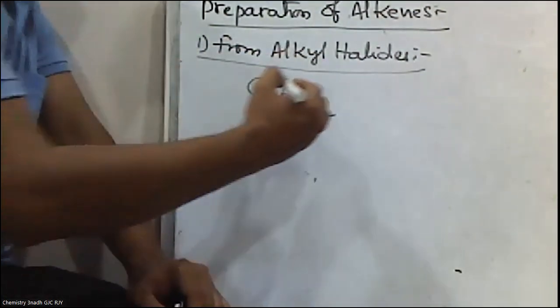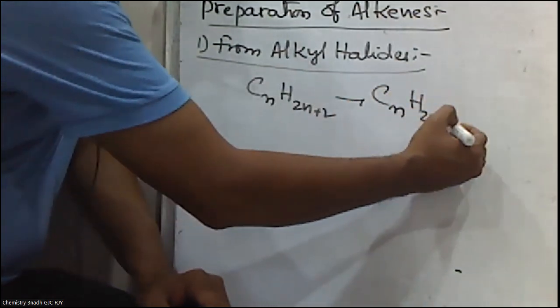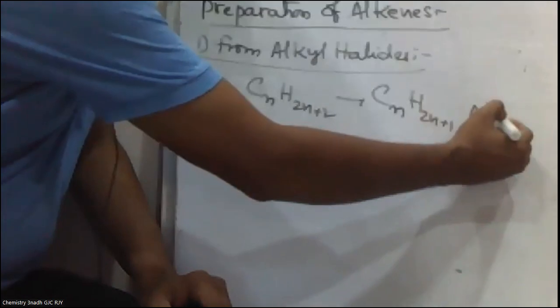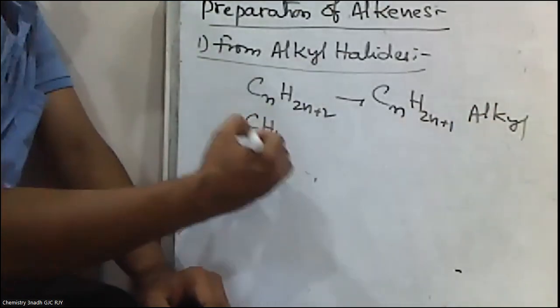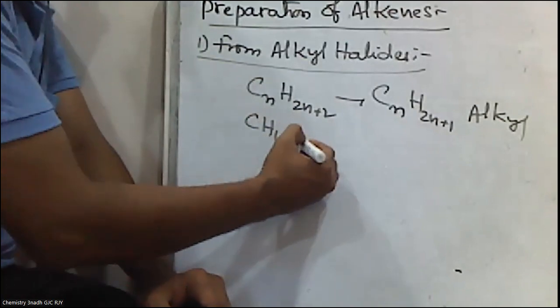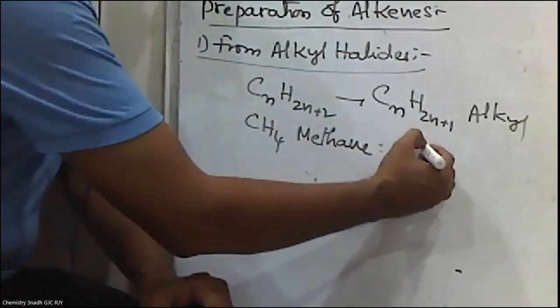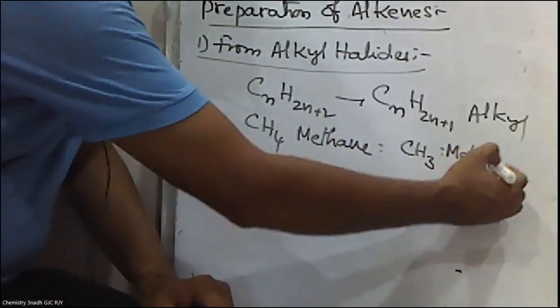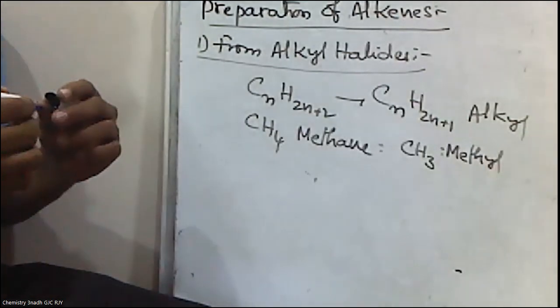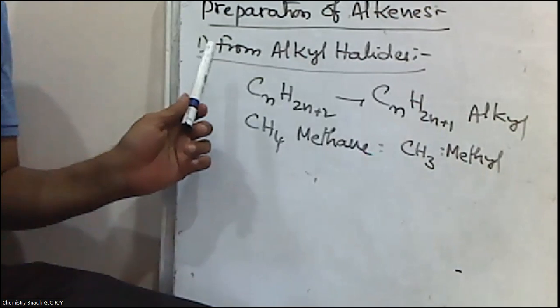If one of the hydrogens is removed, that group is called an alkyl group. For example, CH4 is methane. If one hydrogen is removed, it is called methyl.